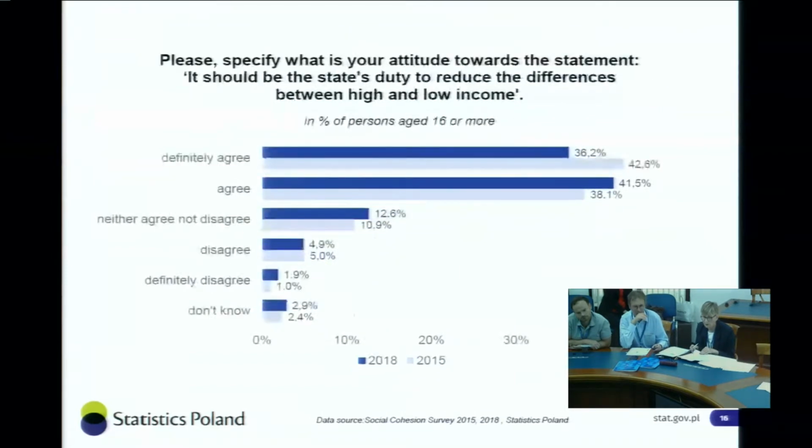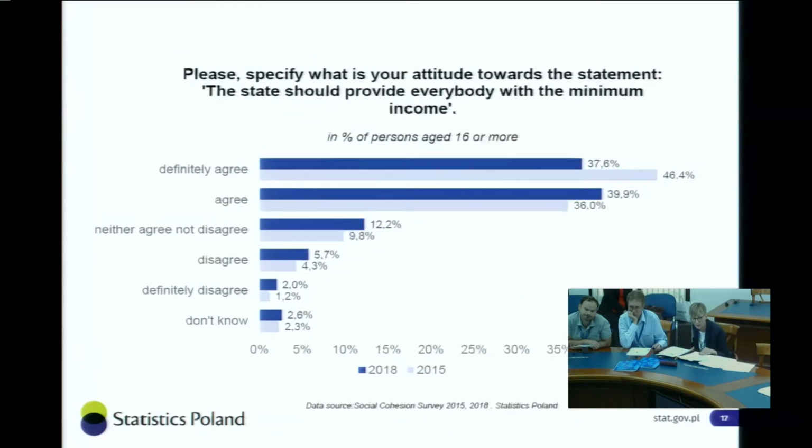But there were also questions about the role of the state in creating income policy, and about the egalitarian views of Polish residents on the distribution of income. In 2011, almost 78% of people aged 16 and over agreed with the opinion that the state is responsible for reducing differences between high and low income. And approximately 78% of people believe that the state should ensure a basic minimum income for everyone.